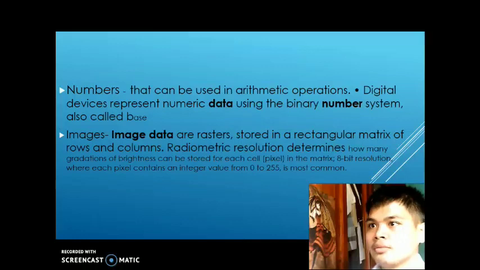Numbers that can be used in arithmetic operations. Digital devices represent numeric data using the binary number system, also called base 2.